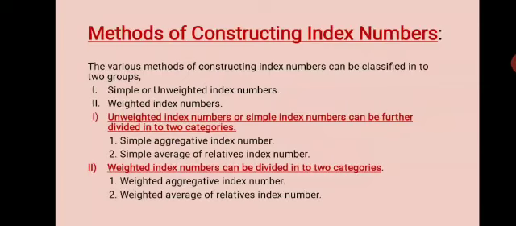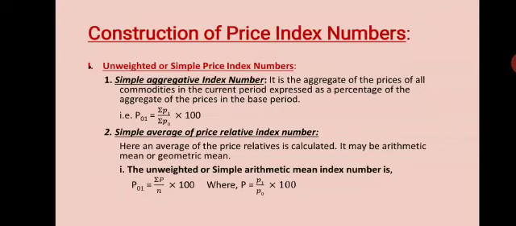The second method, weighted index numbers, can be divided into two categories. In that first one, weighted aggregative index number, and the second one, weighted average of relatives index number. Now the construction of price index numbers. The first method, unweighted or simple price index numbers.